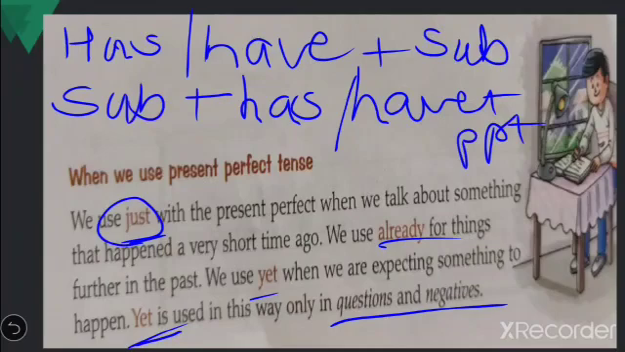After have or has, you have to put not. I haven't. Mary hasn't eaten any bread. And after the past participle form we come in a negative sentence. In a question sentence, first has or have will come, then the subject, then the past participle form of the verb.